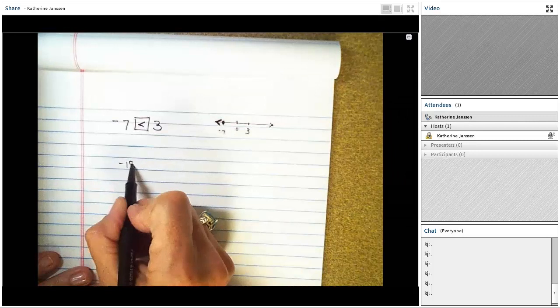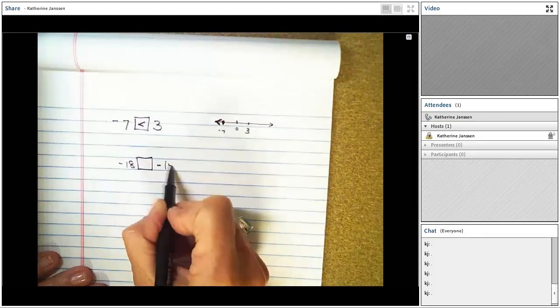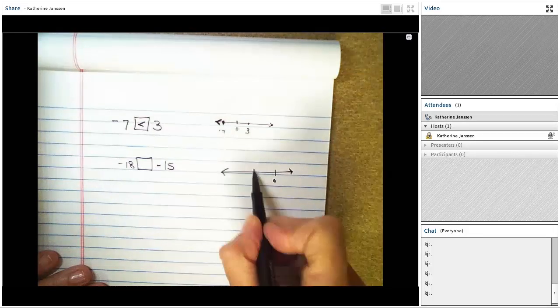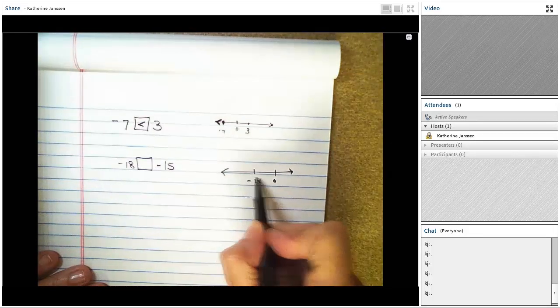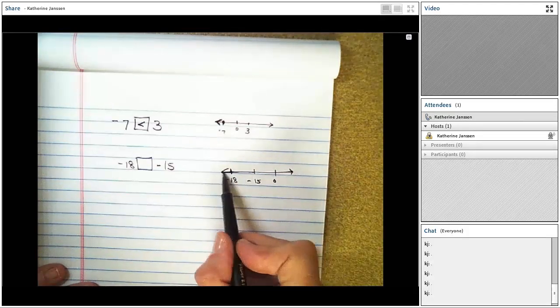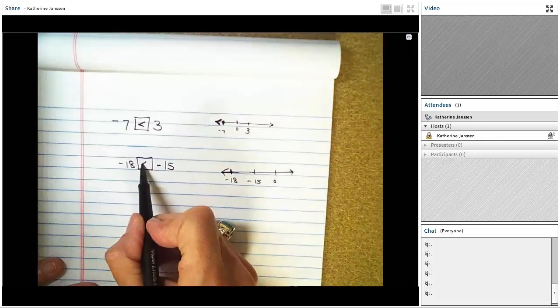-18 compares to -15. We can sketch that on our number line. 0, -15, -18. We can see that -18 is to the left of -15, so -18 is less than -15.